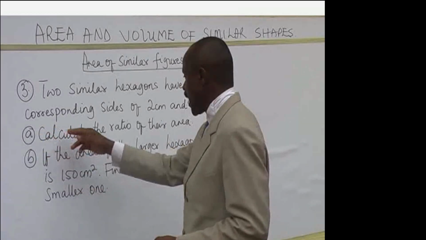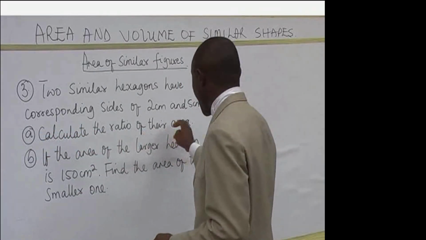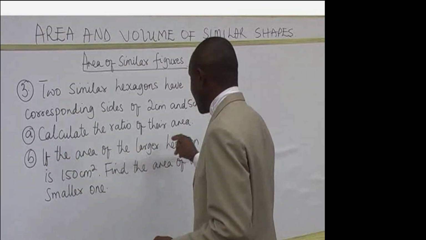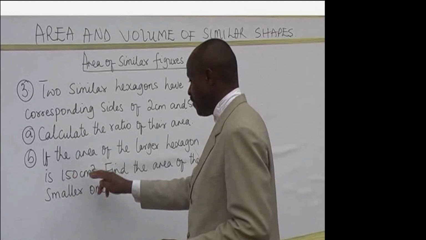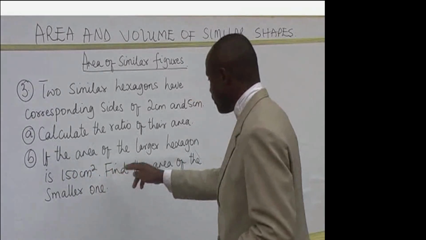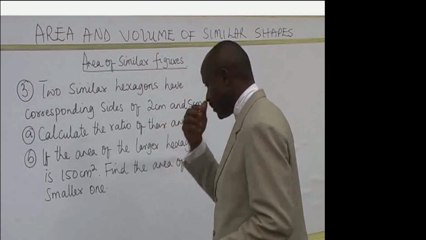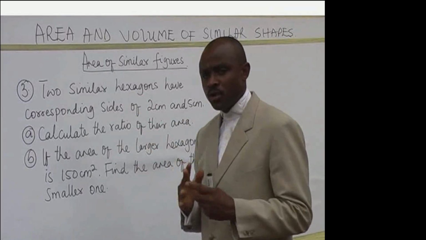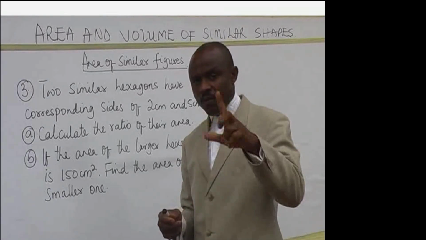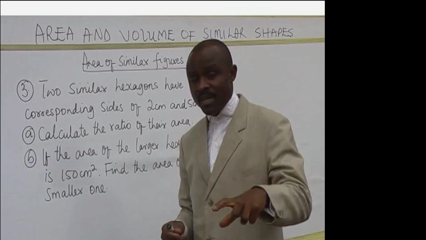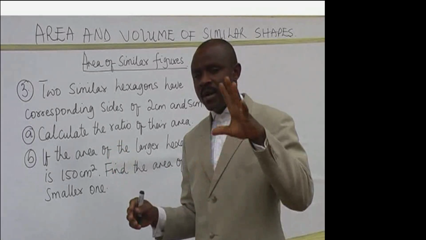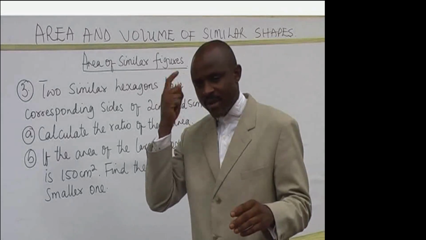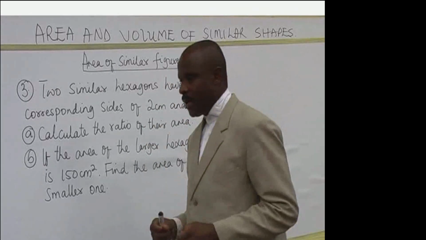Question A says we should calculate the ratio of their area. Question B says if the area of the largest hexagon is 150 centimeters squared, we should find the area of the smaller one. Hexagon. Let me use this opportunity to give you something you should memorize now. Please, as I'll be writing what I'm writing now, write it down by your side and try to memorize it. Try to cram it. What is it?